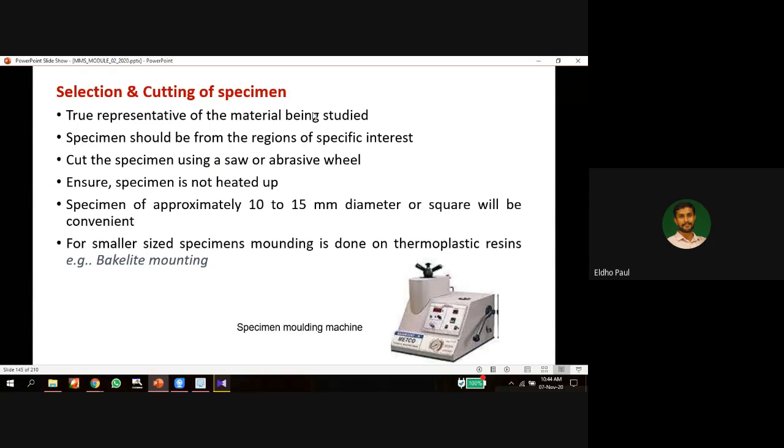For example, after any manufacturing process, such as casting or forging, we have a parent metal, and from the parent metal we cut the specimen for determination of the microstructure. That specimen should be a true representative of the material being studied. For example, in the casting process, there may be some segregation of the components, during melting.